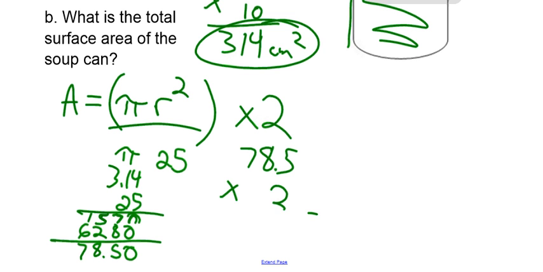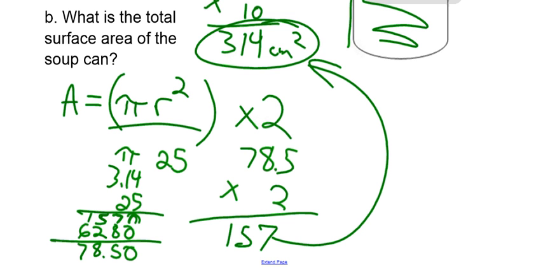So I'm going to multiply by 2 and get a final answer of 157. Right? So this is the area of the top and the bottom. Now we've got to add it to the lateral surface area. Whew. Okay, let's do it. 157 plus 314, and we get a final answer of 471 centimeters squared.